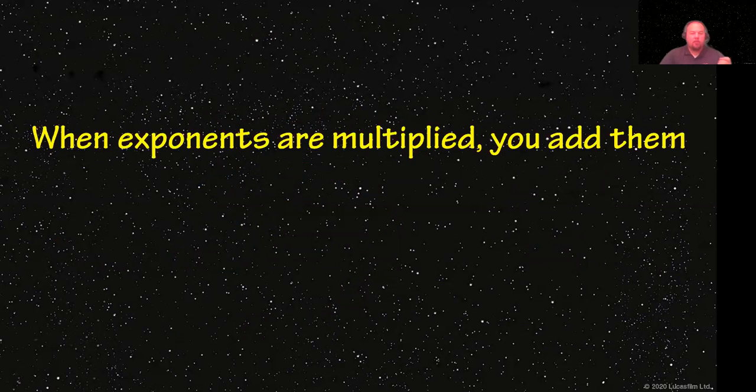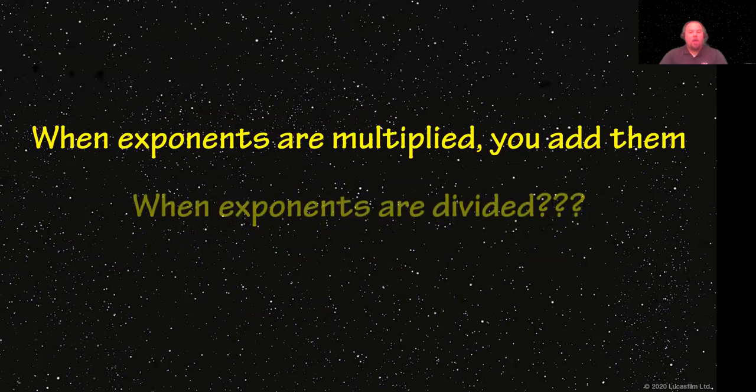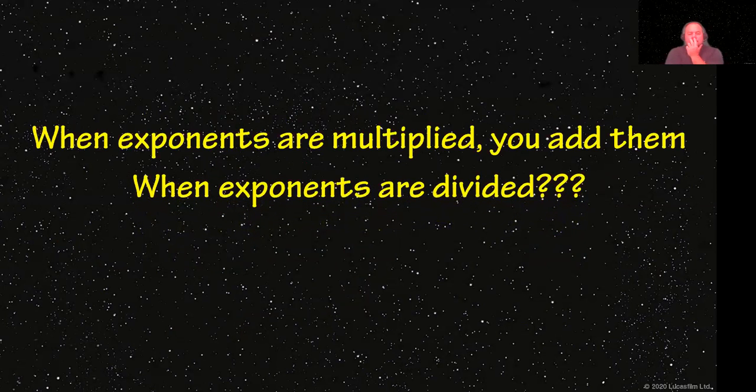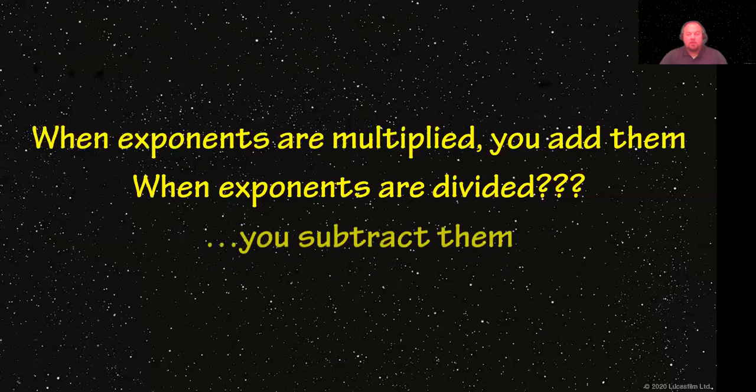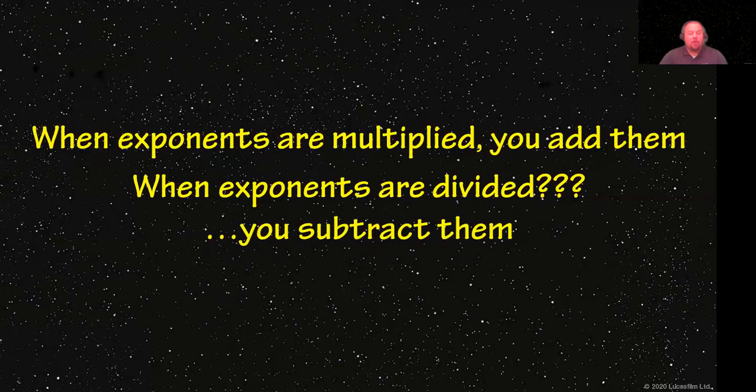So when exponents are multiplied, you add them. When exponents are divided, what do you think we're going to do? If when you're multiplying, you add them, when exponents are divided, you are going to subtract. Now, remember at the very start of this lesson, we talked about the opposites. Opposite of addition is subtraction. Opposite of subtraction is addition. Opposite of multiplication is division. Opposite of division is multiplication. So you can see the connections that these have, and with exponents, it's the same way.